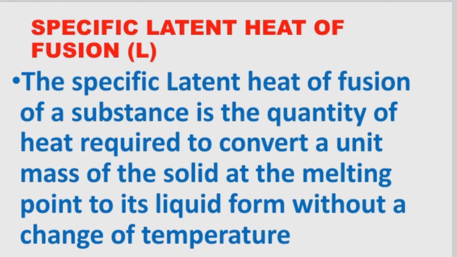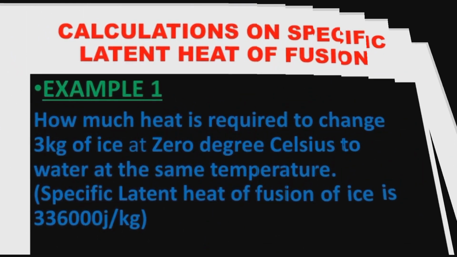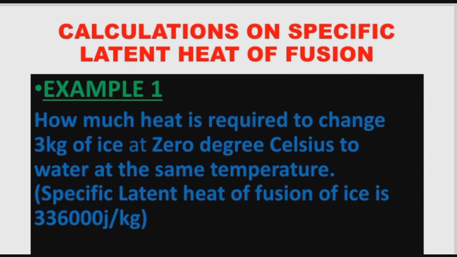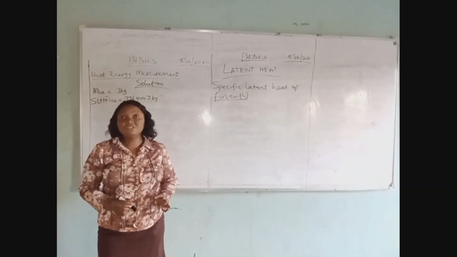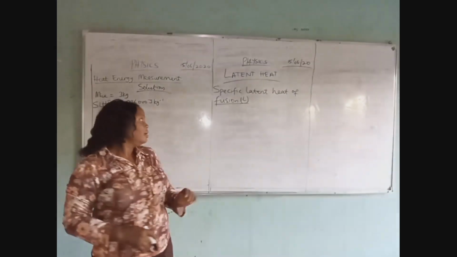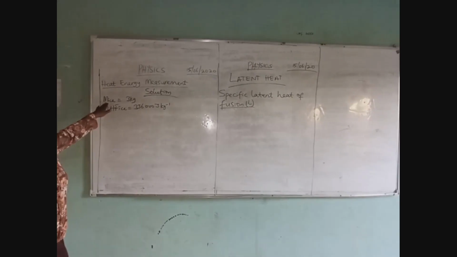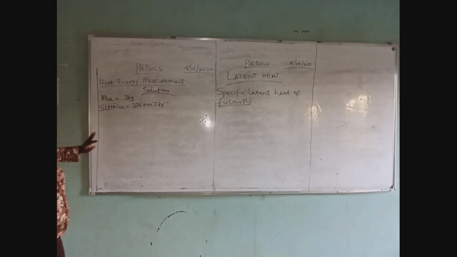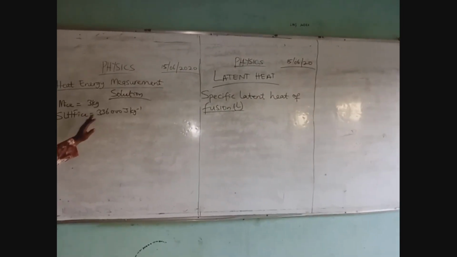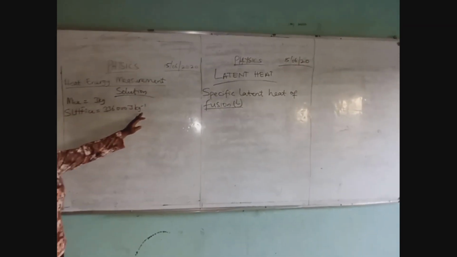Now that we have understood these definitions, let's go into the calculations. Example 1. How much heat is required to change 3 kg of ice at 0 degrees Celsius to water at the same temperature? Given that the specific latent heat of fusion of ice is 336,000 joules per kg. How to solve it? In the question, remember we are given the mass of ice as 3 kg and the specific latent heat of fusion of ice as 336,000 joules per kg.